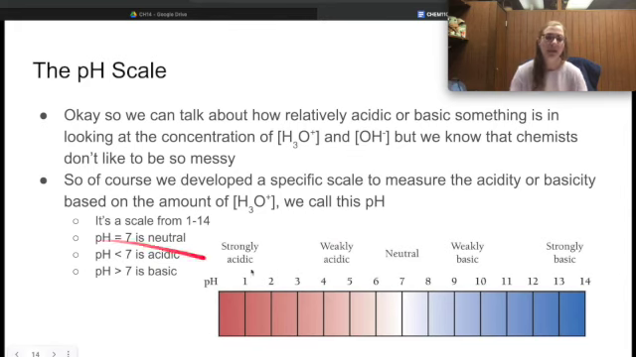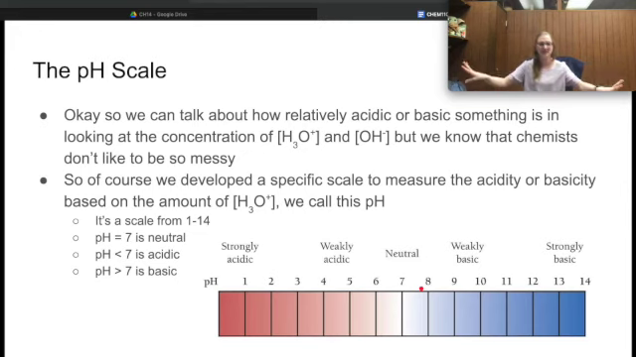So exactly, pH 7 is neutral, so that's where our balance of H3O plus equals our balance of OH minus. And so at pH 7, that's neutral. That's going to be water in our case. If you have a pH that is less than 7, so anything less than 7 is going to be acidic. Anything greater than 7 is going to be basic. So 7 is our neutral land. Anything less than 7 is acidic.